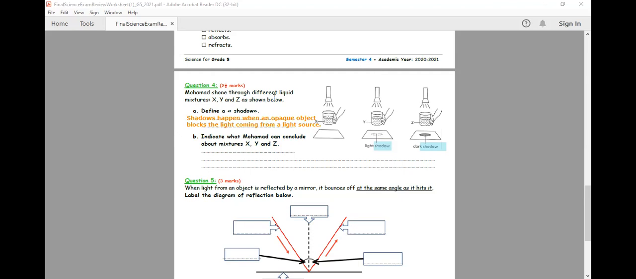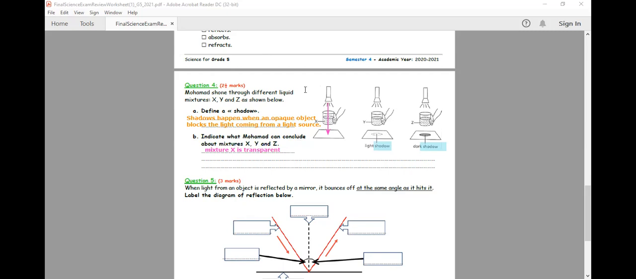Shadows happen when an opaque object blocks the light coming from a light source. Is there any shadow in the first one? No. Is the mixture blocking the light? No, the mixture is not blocking any light. This means that this mixture is transparent. Mixture X is transparent. It's not blocking any light.